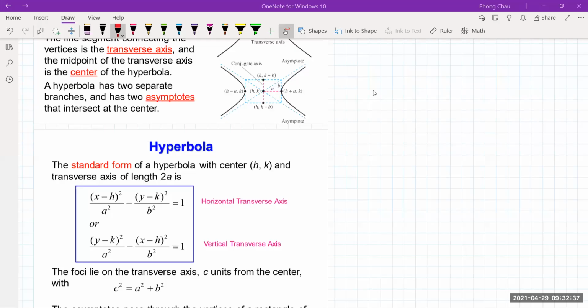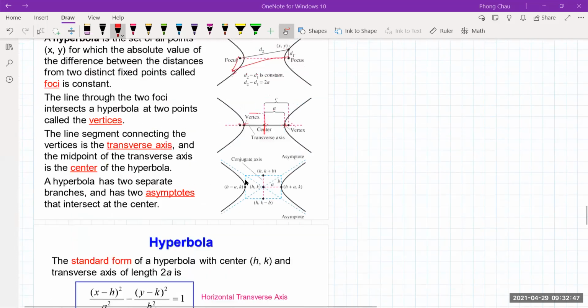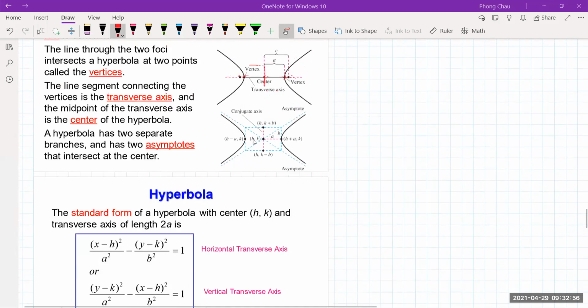This is the conic section part 3. Recall the hyperbola is a graph with two branches open outward, right? So here I have a horizontal transverse axis, okay? So for that one, we have a formula here: (x minus h) squared over a squared minus (y minus k) squared over b squared equals 1.